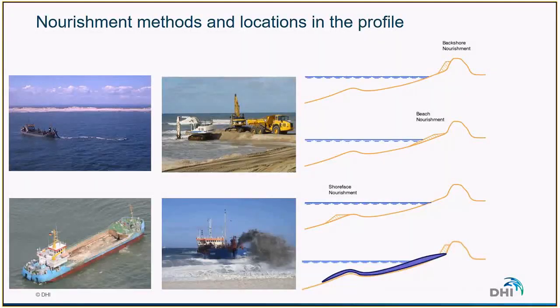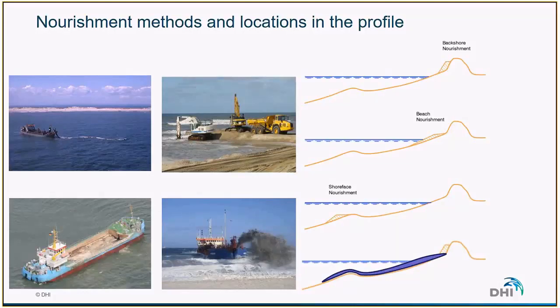There are different ways of nourishing. These are illustrated here. So it can be land-based operation. It can be pumped from the shore. It can be dumped by some large barges, or it can be rainbowed from the sea. And there are also different areas that can be nourished. So as illustrated here, we can distinguish three types of nourishment. The backshore nourishment, which consists in the strengthening of the upper part of the profile to increase protection of the backshore against erosion and breaching during the storms.